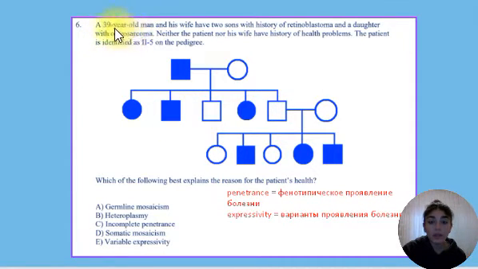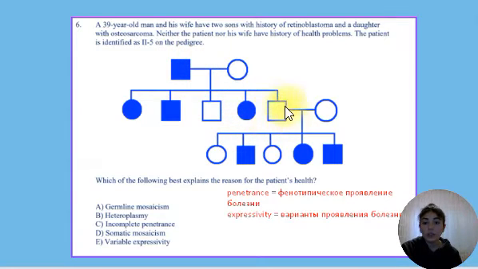Next is a question. A 39-year-old man and his wife have two sons, one with a history of retinoblastoma and the other with osteosarcoma. Neither the patient nor his wife have a history of health problems, right? The patient is identified as 2 and 5 on the pedigree.